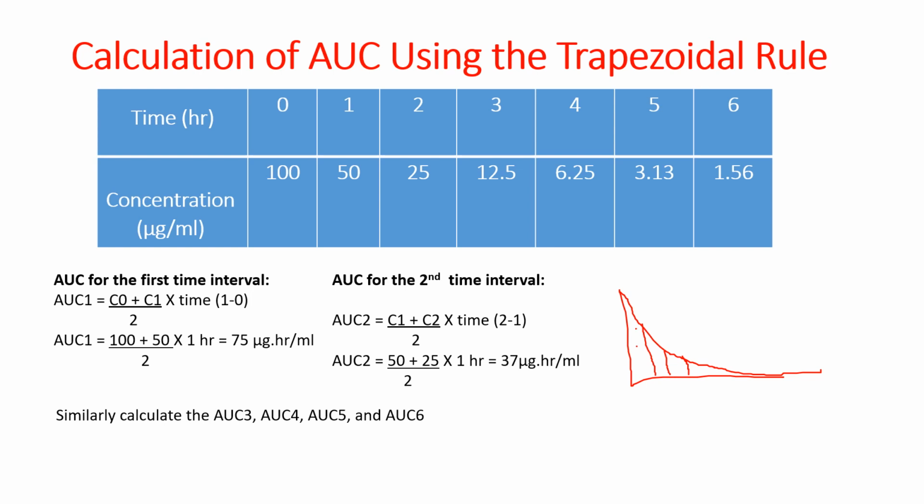Accordingly, for the second time interval we will calculate AUC2. C1 is 50 and C2 is 25. We take these two readings, 50 and 25, divided by 2. Again the difference between the time interval is 1 hour. So we have got AUC2 as 37.5 microgram per hour per ml. Similarly, using the same formula, we will calculate AUC3, AUC4, AUC5 and AUC6.